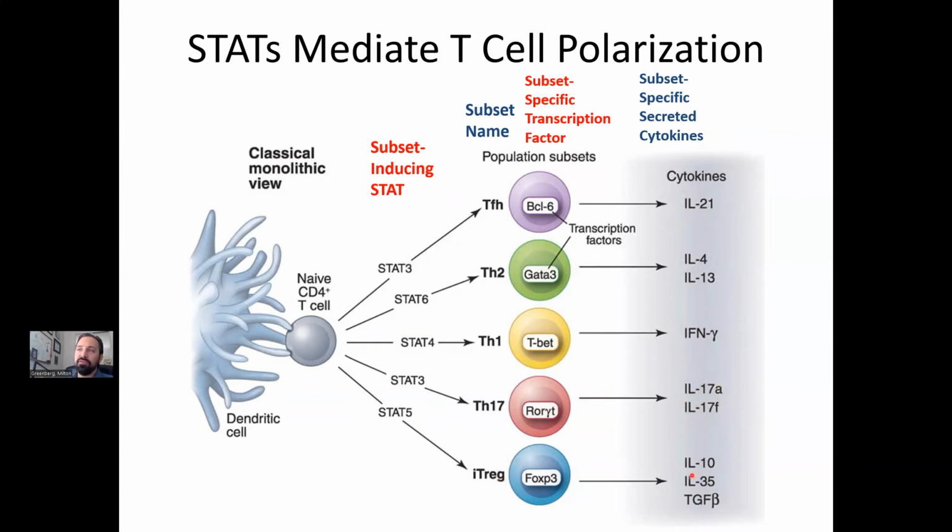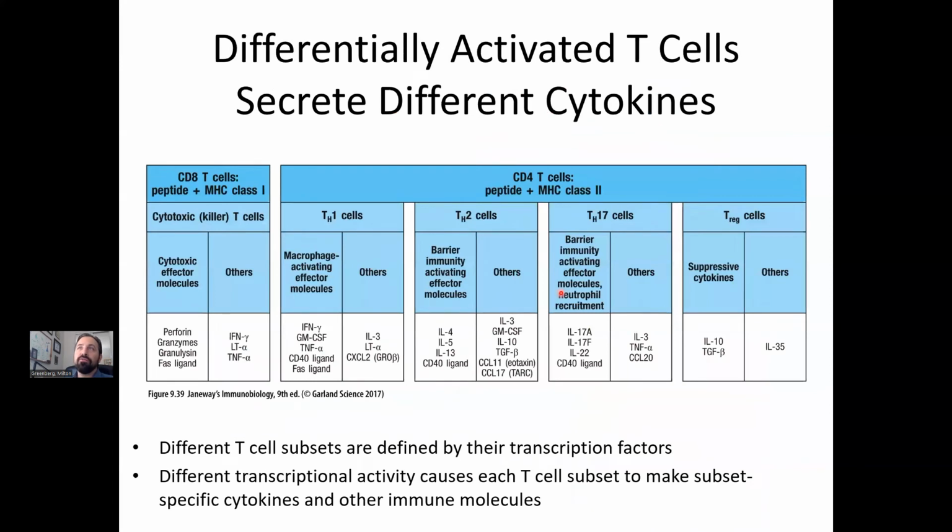And then this is the negative regulator. So these are the anti-inflammatory cells. Each of these has different subset-specific transcription factors that help to stabilize that subset into making all of those specific secreted cytokines. So differentially activated T cells secrete different cytokines.